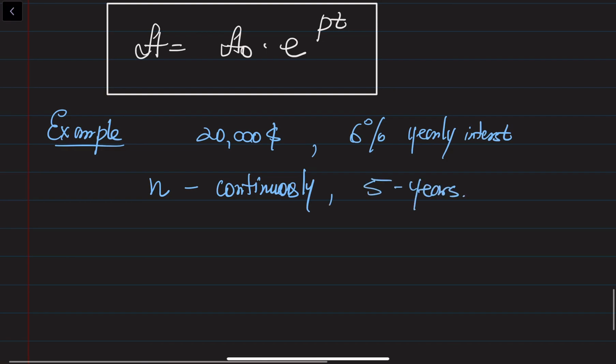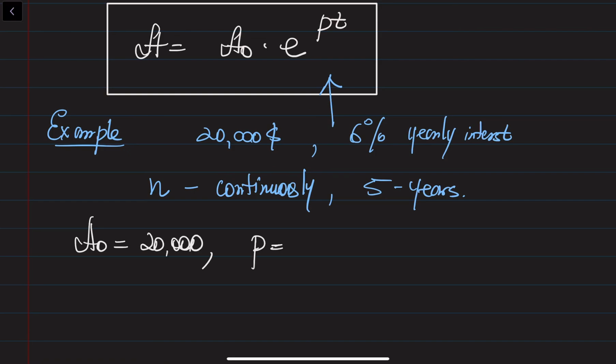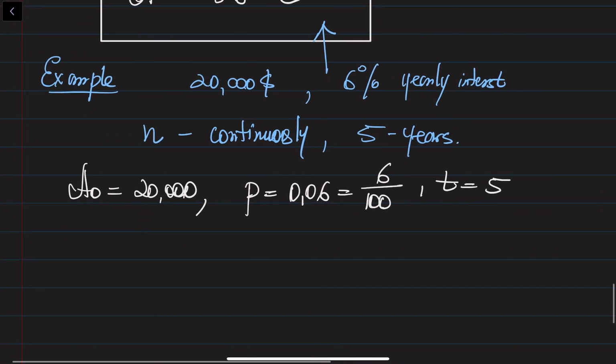In order to do this, I'm just going to use this formula. This formula tells me that my initial fund is equal to 20,000. The yield percentage is 6%, which is going to be 0.06, right? One way to get this is 6 divided by 100, so this is 0.06. The t in our case is equal to 5. So I'm just going to put everything into the formula and calculate everything.